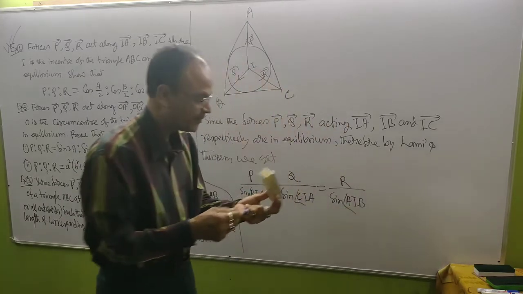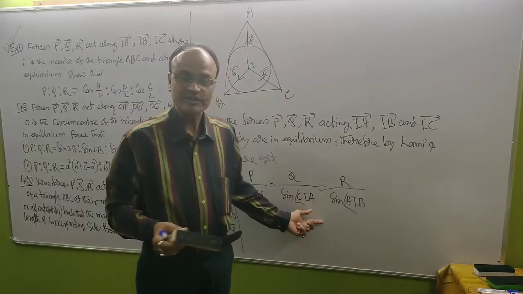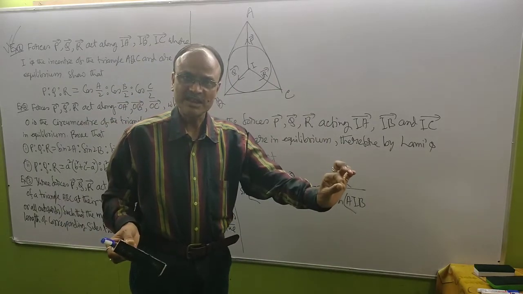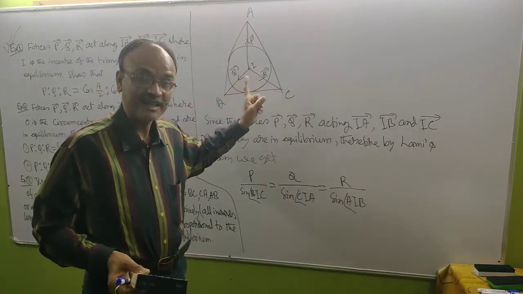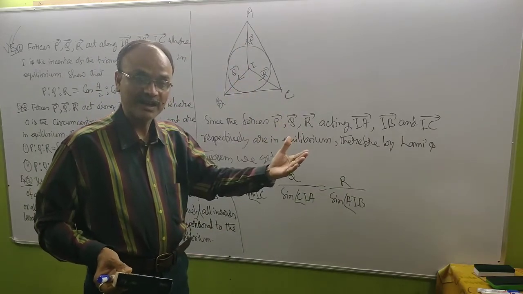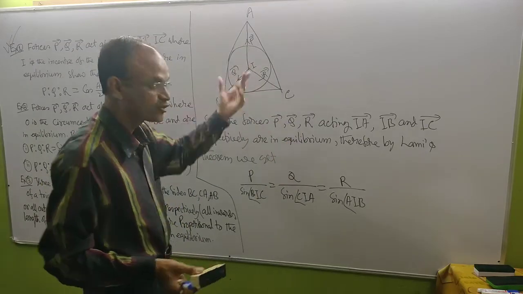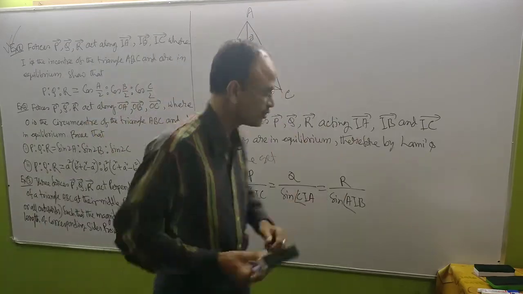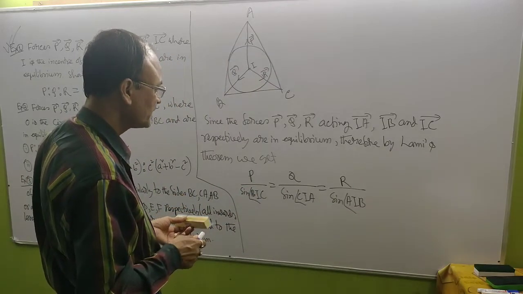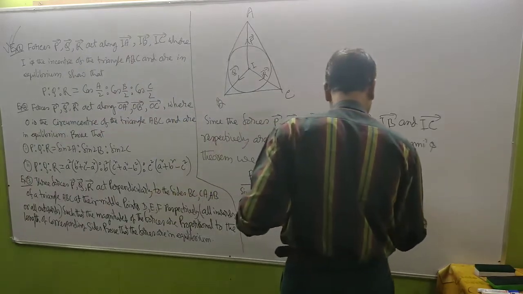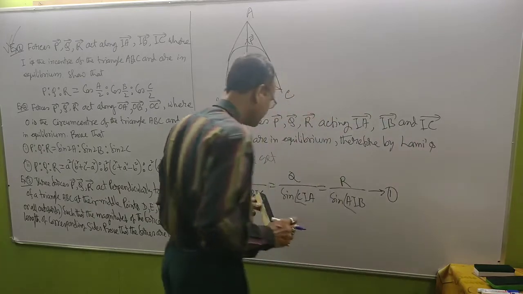By Lami's theorem, we get this. Since the three forces P, Q, R acting at the point I are in equilibrium, therefore, by Lami's theorem, the magnitude of each force is proportional to the sine of the angle between the other two forces, BIC. Suppose this is number 1. I am writing here, this is number 1.